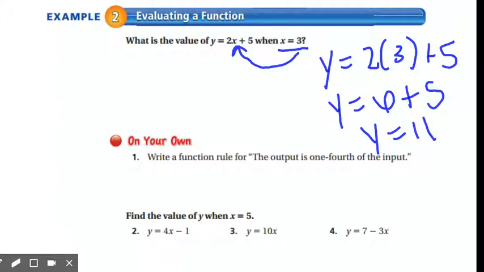So go ahead and pause the video. You're going to work on the 4 on your own problems, and then unpause it to check your answers.